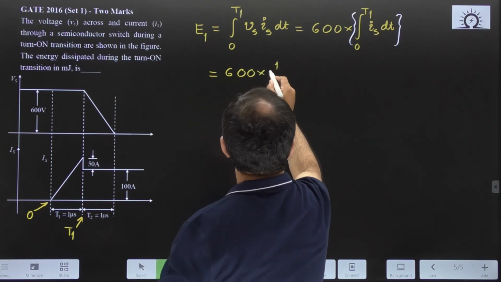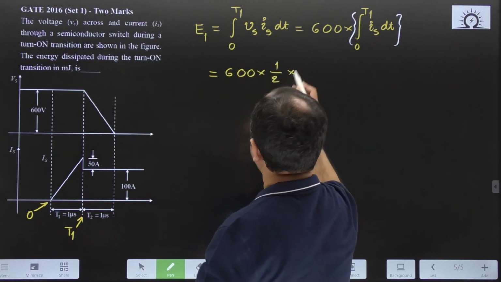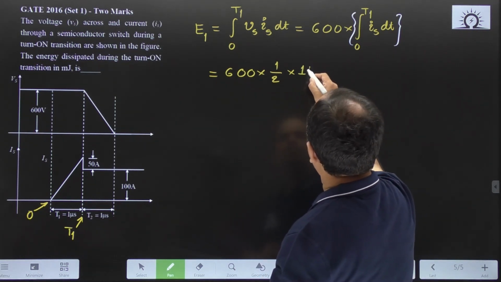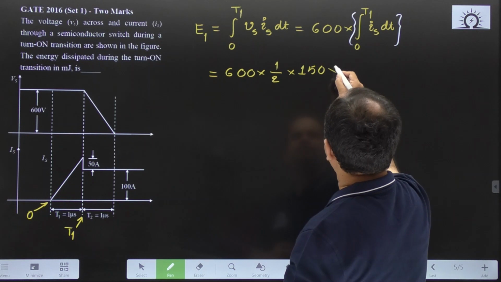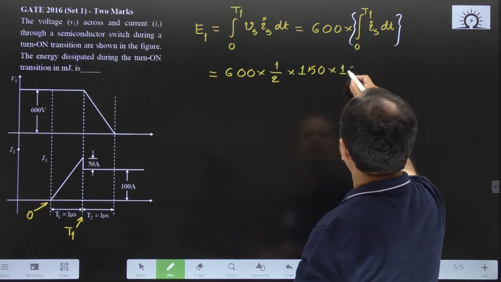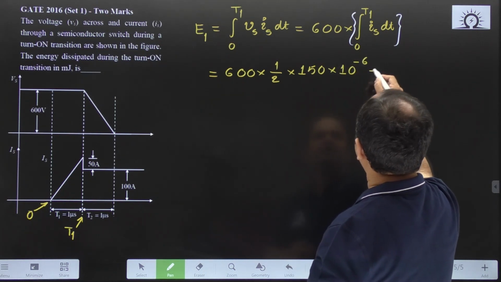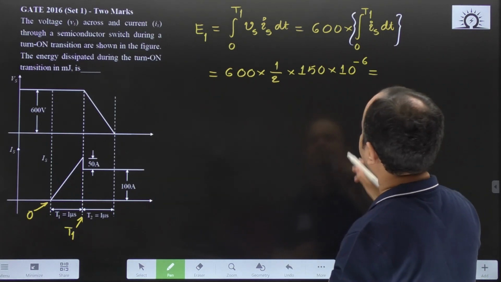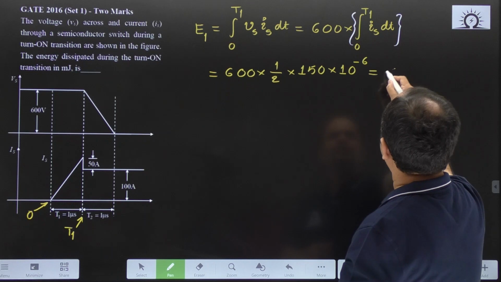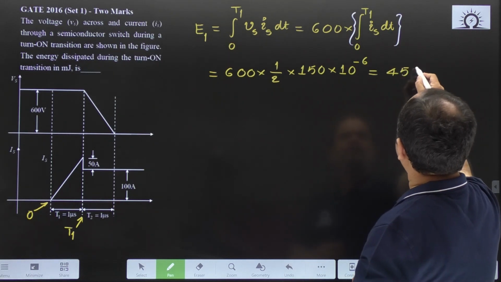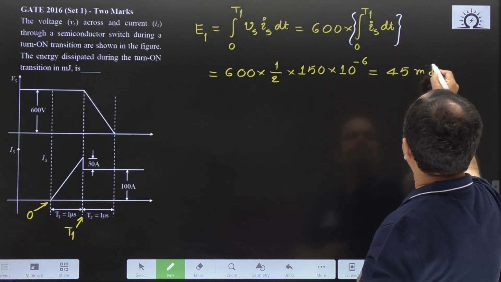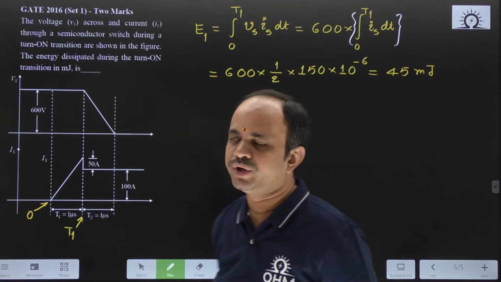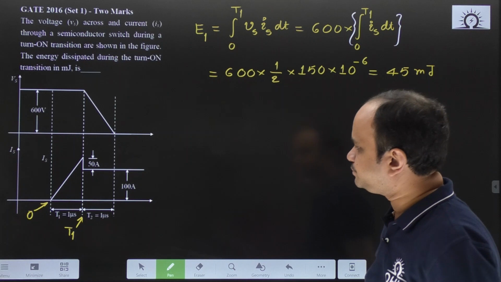multiplied with area of the current triangle, that is 1 by 2 multiplied with height of the triangle, which is 150, and base of the triangle, which is 1 microsecond, that is 10 power minus 6. Then if you simplify this, we will get 45 millijoule. Therefore, there is a loss of 45 millijoule during interval 1.